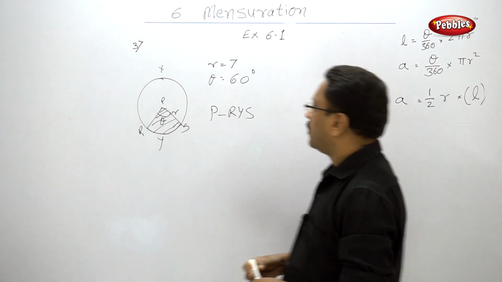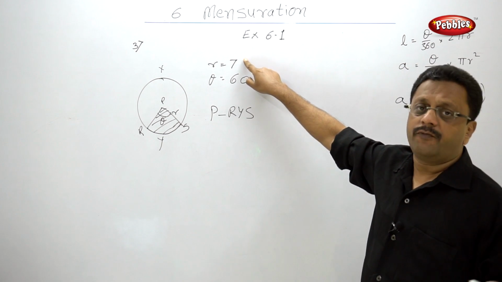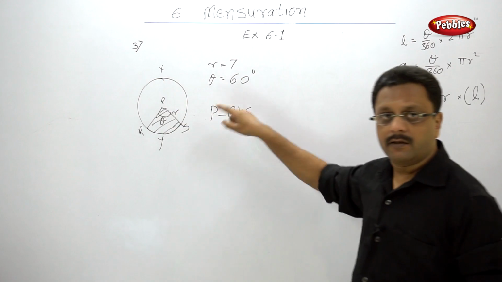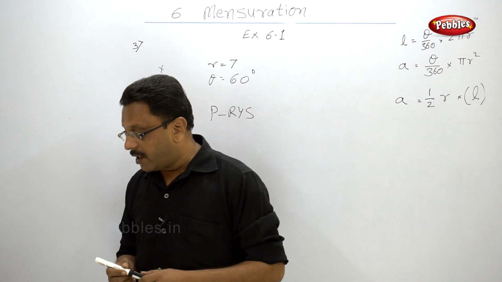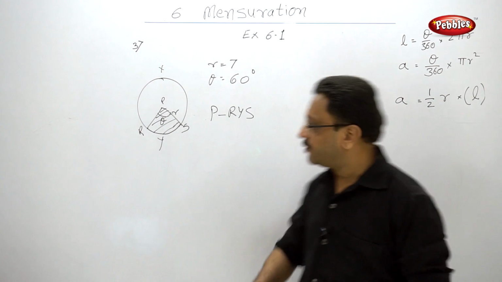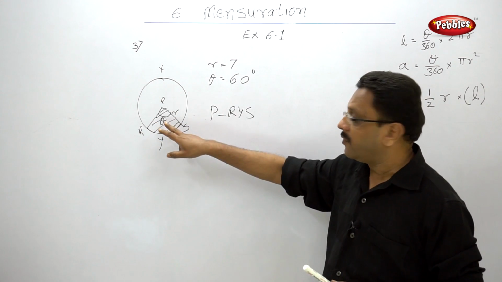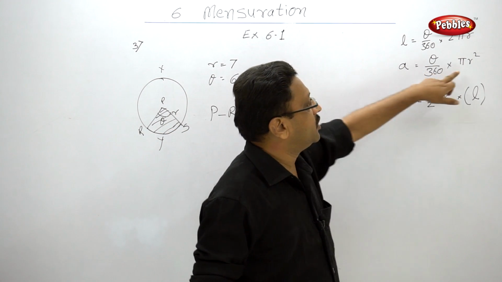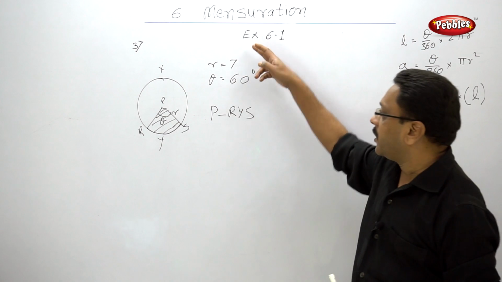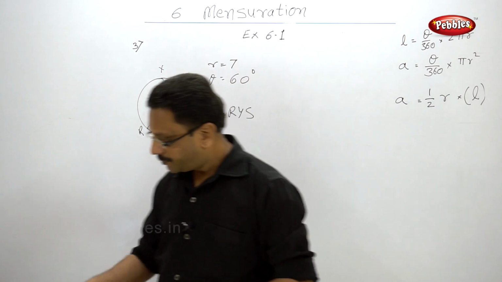Very easy. You know the radius, so use pi r square. You know the formula for area of circle, pi r square. Third thing, find the area of PRYS. That means they have asked the area of this sector. What is the formula for that? Theta upon 360 into pi r square. R is given, theta is given. You just have to calculate it.